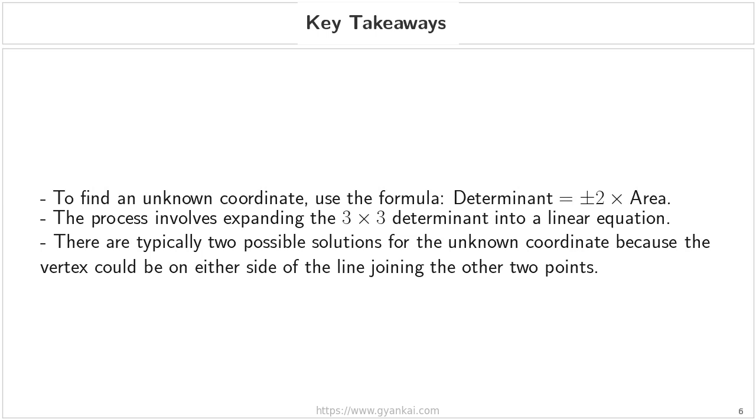As we saw in our example with the land surveyor, there are typically 2 different values for the unknown coordinate. This is because the third vertex could be located on either side of the line formed by the other 2 points, yet still create a triangle with the exact same area.